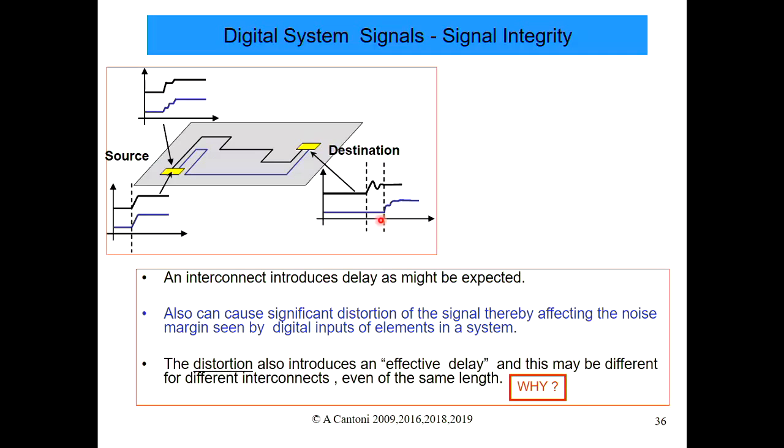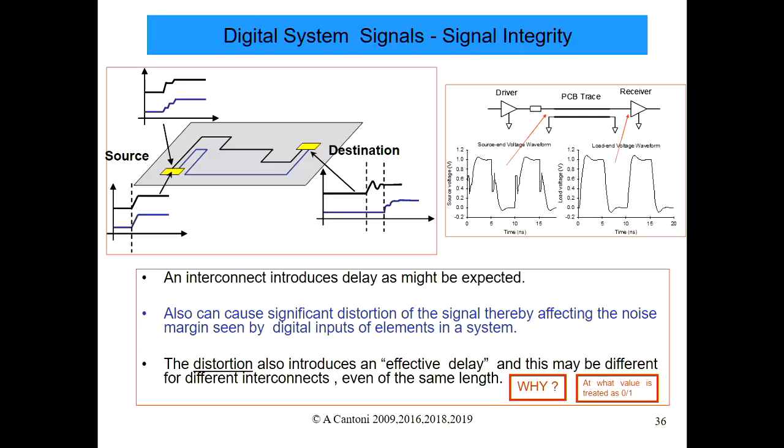And of course, distortion can also introduce a delay that is independent of the delay on the transmission line, because the actual point at which the signal crosses from a 0 to a 1 may change depending on what the loading of it is and how the signal behaves at the destination. But, so here's an example, but we'll see later in the course.